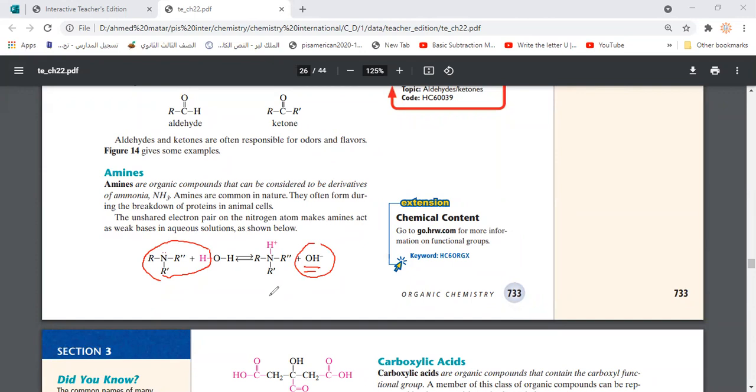Is it clear, guys? Is that clear, or you cannot understand this part? Yes. Are you sure, guys? Everyone, this part is clear?